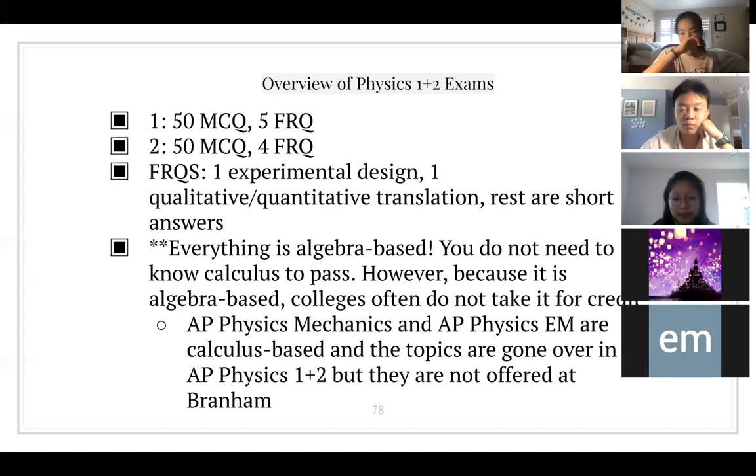Just as a disclaimer, everything is algebra based. You don't need calculus to pass. But because it is algebra based, colleges often do not take it for credit. AP Physics C, which includes mechanics and electromagnetism, is calculus based, and these topics are gone over in AP Physics 1 and 2, as you saw on the list before, but it is not offered at Branham.